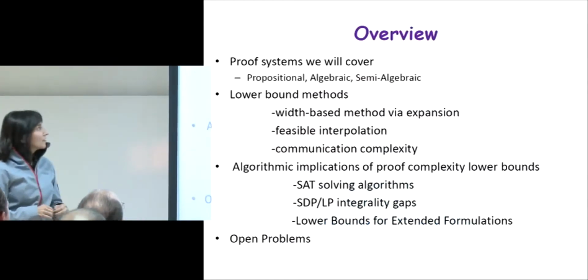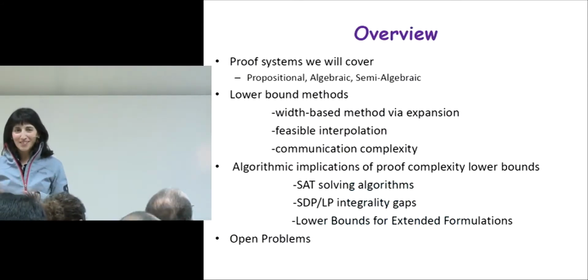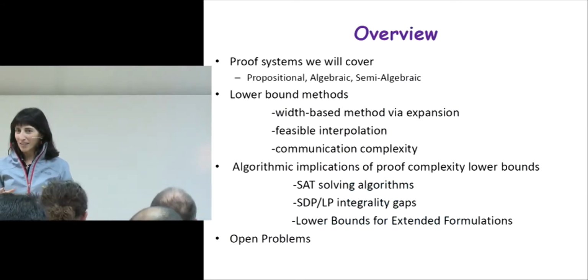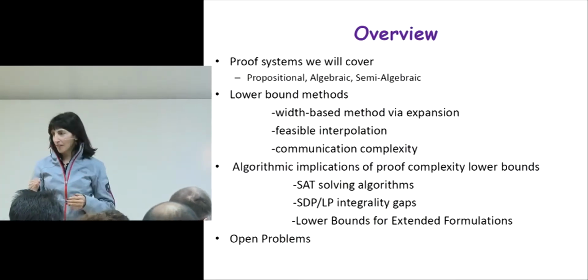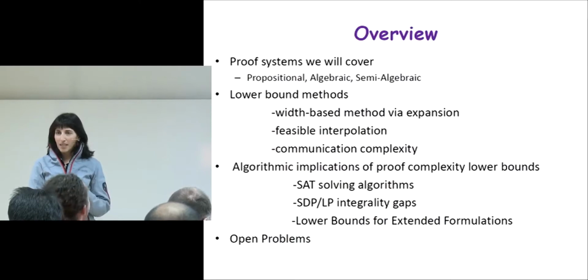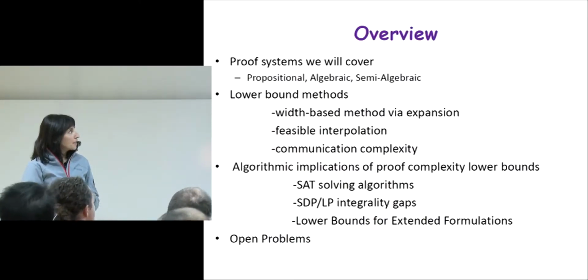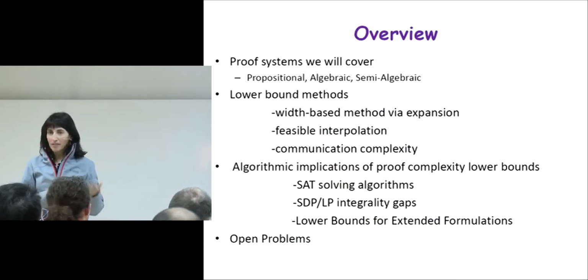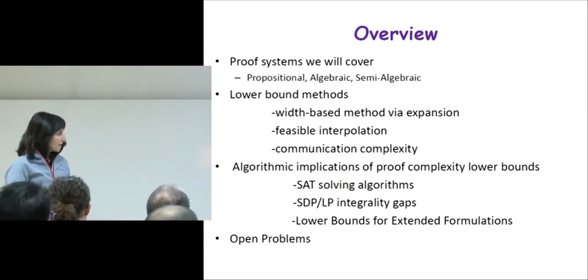So I'm going to cover probably too many proof systems for your liking, but hopefully I'll describe them in a way that you'll see that they're all related to one another. And then I'm going to interleave things. So I'll talk about propositional proof systems, and then algebraic ones, and then semi-algebraic ones. And I'll tell you about some lower bound methods, and I also want to tell you about some applications of the lower bounds to negative results in algorithmic design. And I'll end with open problems.